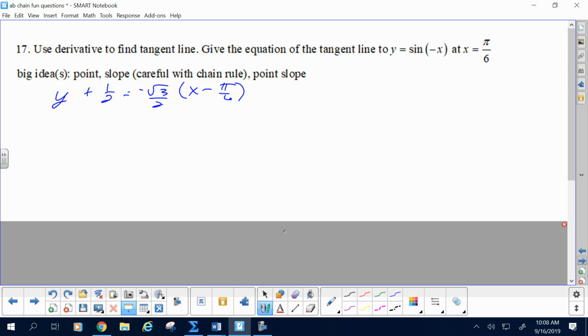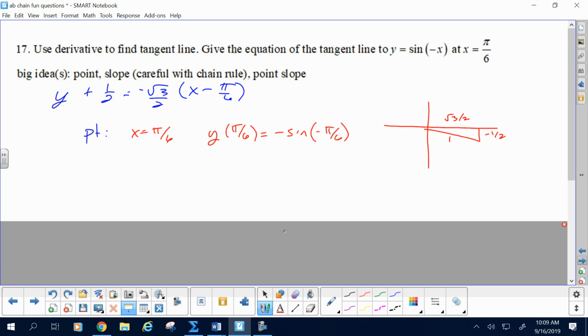I would love for you to demonstrate on the test on Wednesday that you could find an equation of a tangent line. So, the first part is finding a point. The point is when x equals pi/6, we need the y that goes with it. You just plug that into the function itself, no derivative yet. And that's no small amount of trig you've got to do there. Negative sine of -pi/6. Negative pi/6 is this guy. And I get that the sine of that is -1/2.